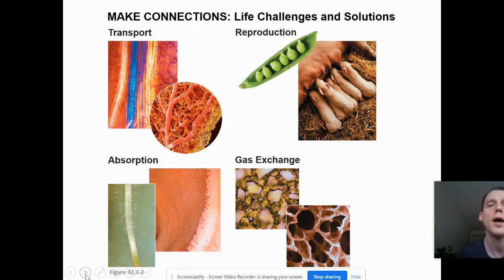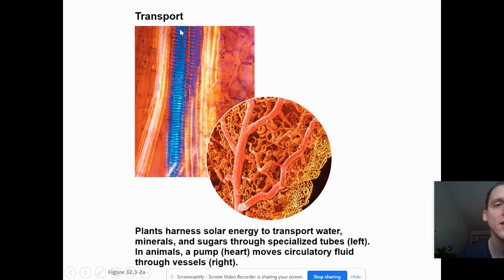All right. Other connections and other challenges to overcome. Transport. So here we see the xylem and phloem of plants. They kind of look like veins. And then we have the circulatory system, which is also a group of tubes.